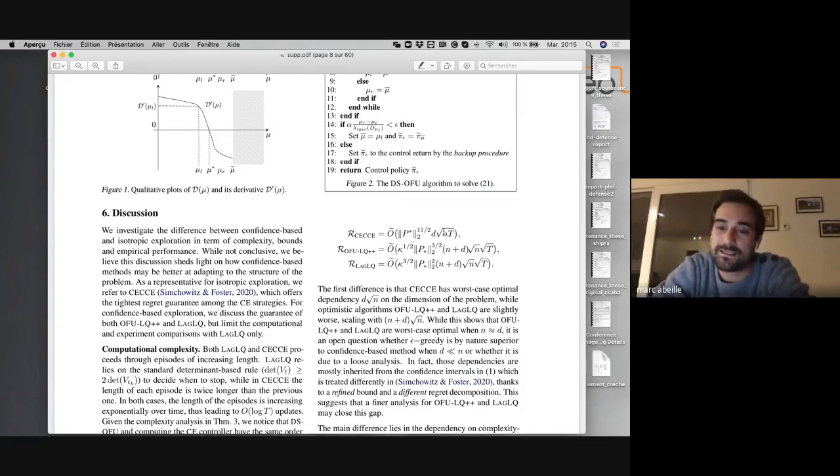And it has quite a strong dependency on P star. P star is the optimal solution of the Riccati equation for the true parameters. So this is really this kind of problem-dependent quantity that we try to avoid. And this can be huge.